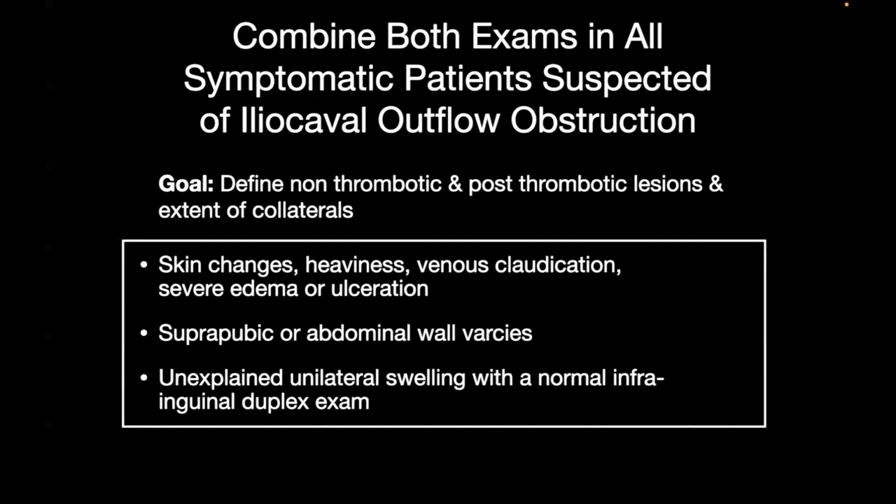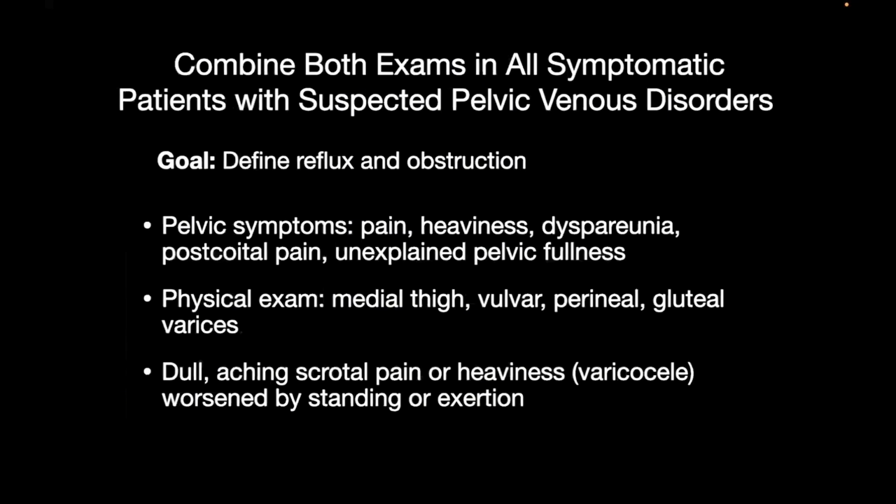During the physical exam, you want to check for suprapubic or abdominal wall varices, certainly when that is consistent with there being obstruction. Should you have a patient with unexplained unilateral swelling with a completely normal infrainguinal duplex examination, on the premise that there's got to be a reason, you want to have that ability to go up into the pelvis and get a good look there.